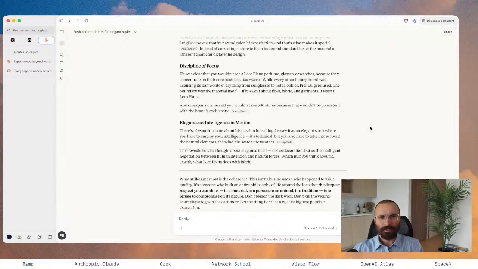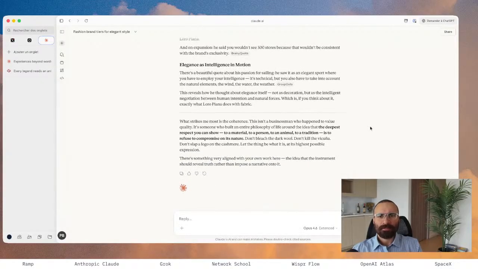Yes, there are no watches. But they did partner because they concentrate on their core business, while every other luxury brand was licensing its name onto everything from sunglasses to hotel lobbies. We've seen Loro Piana interiors. Pierluigi refused. If it wasn't about fiber, fabric and garments, it wasn't Loro Piana. You wouldn't see branded stores because that wouldn't be consistent with the brand's exclusivity.